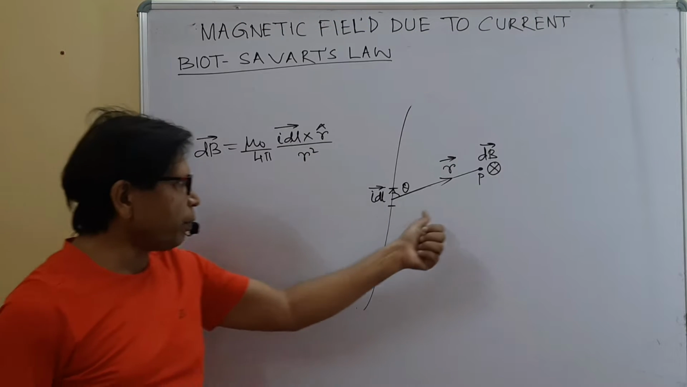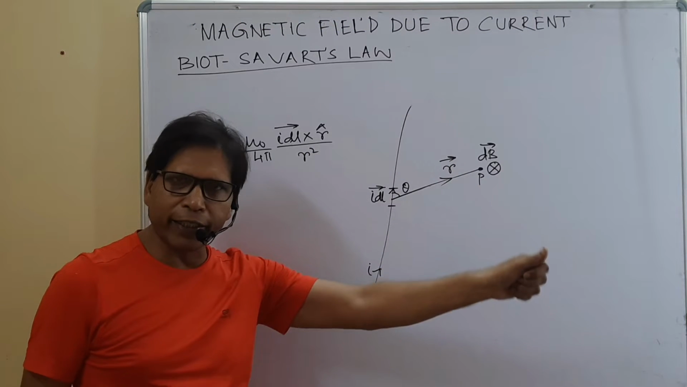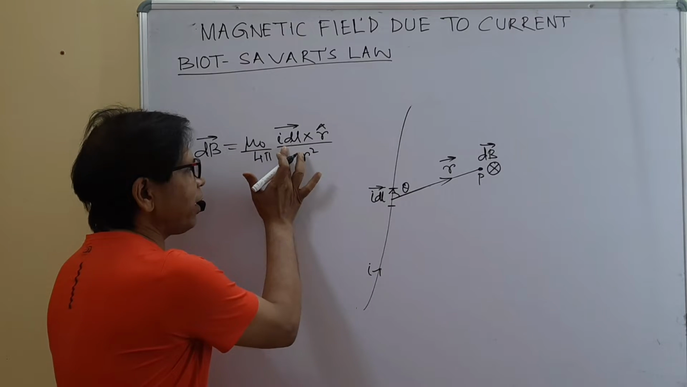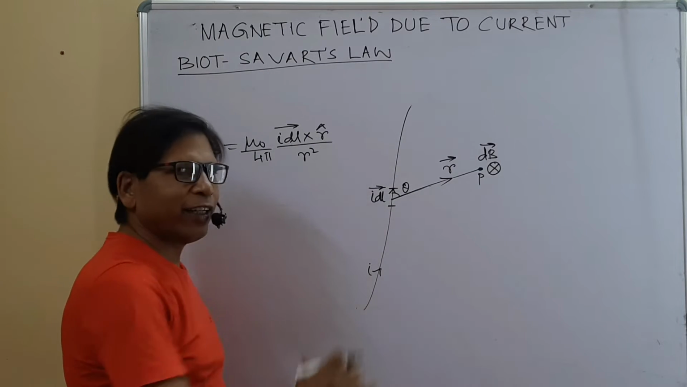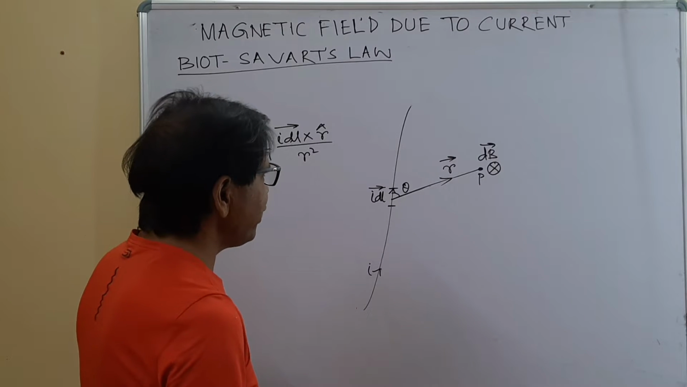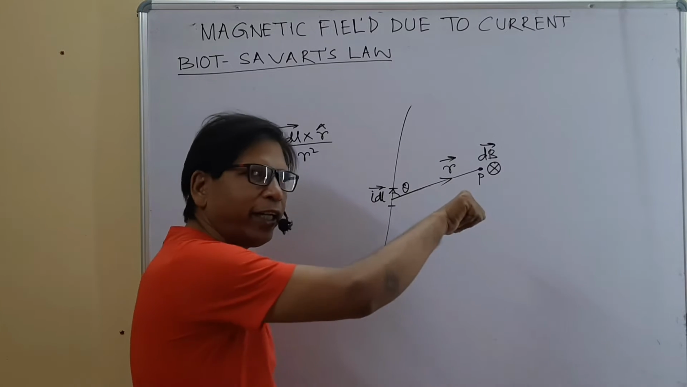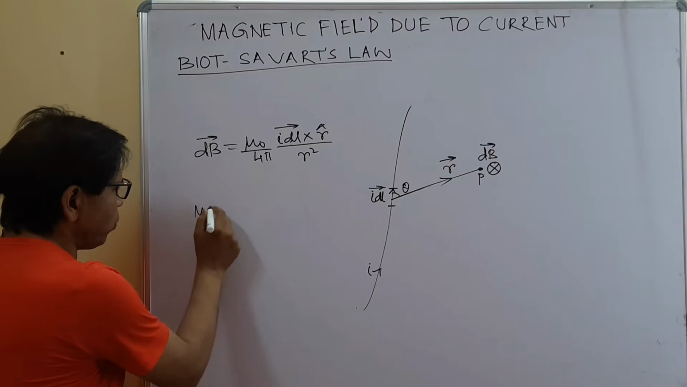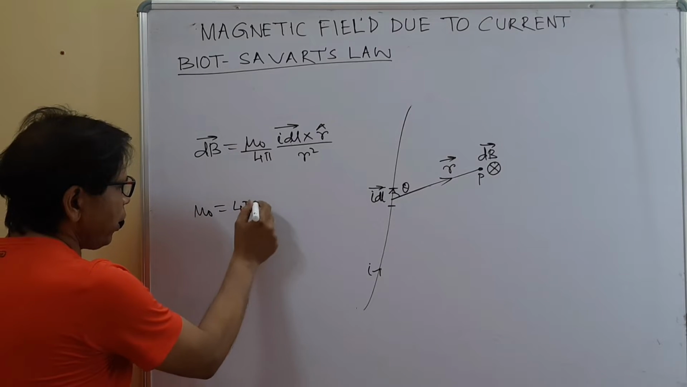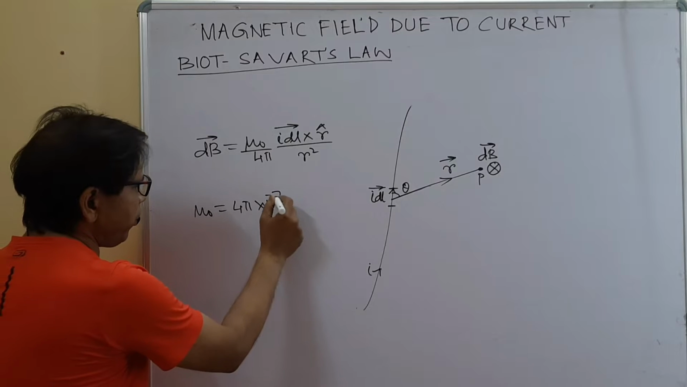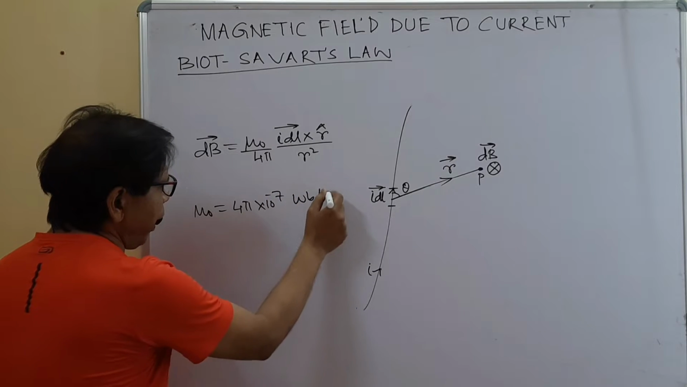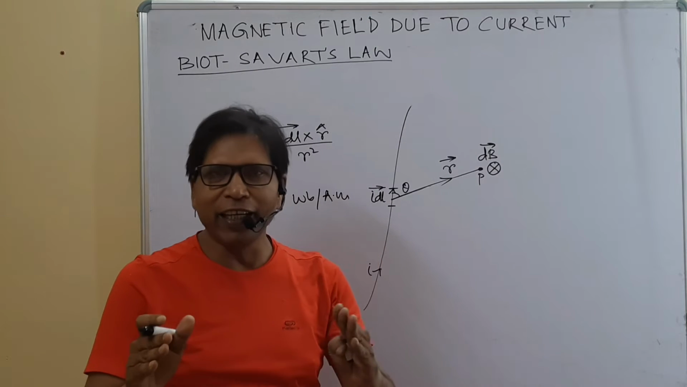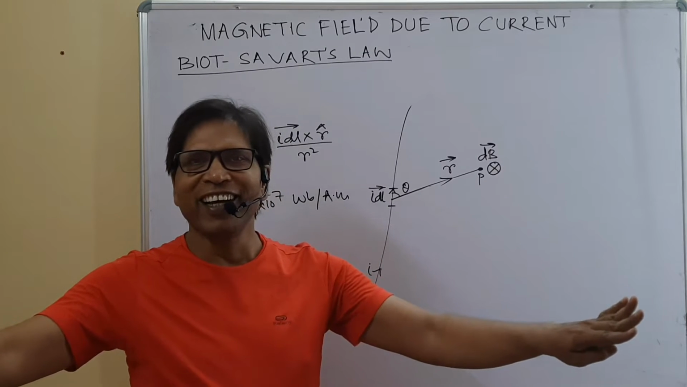Okay, the magnetic field at the point P is directed normal to the plane containing I dl vector and r vector. In this case it is directed inwardly, and mu naught equal to 4 pi into 10 to the power minus 7 Weber per ampere meter is the permeability of free space.